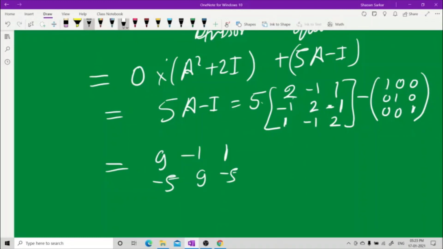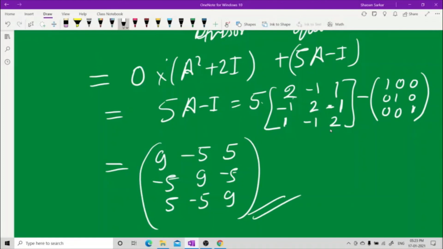Sorry, I made a mistake. 5 is multiplied everywhere. So minus 5 and 5. And this will become 5, minus 5, and 10, and then 1, 9. So this will be your final value. I hope now you understood how to tackle this type of question.